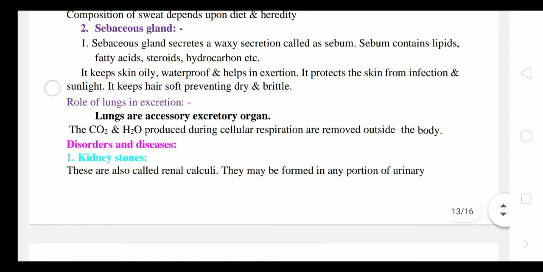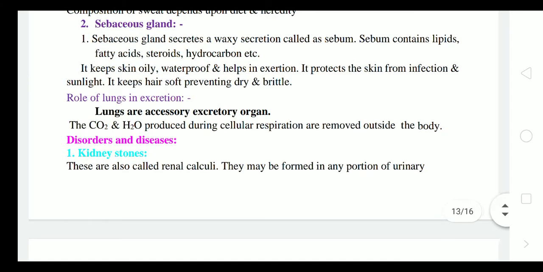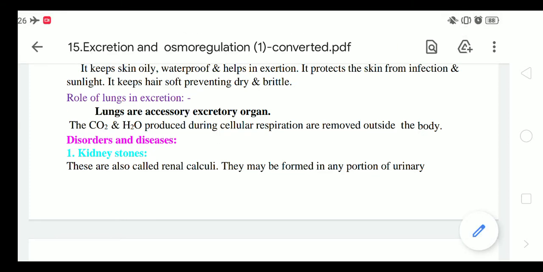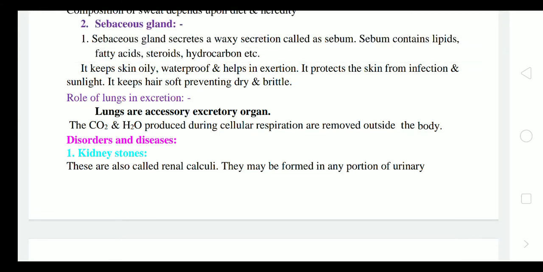Sebaceous gland. The sebaceous gland secretes a waxy secretion called sebum. This sebum contains lipids, fatty acids, steroids, and hydrocarbons. That means it keeps the skin oily, waterproof, and helps in excretion. It protects the skin from infection and sunlight. It keeps hair soft, preventing it from becoming dry and brittle.